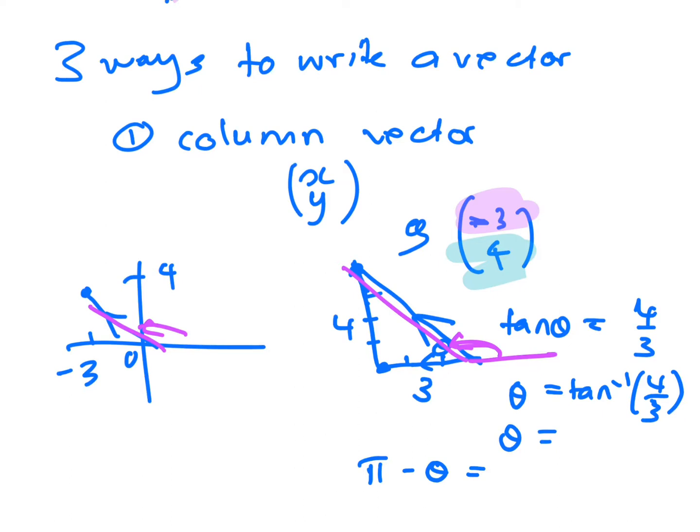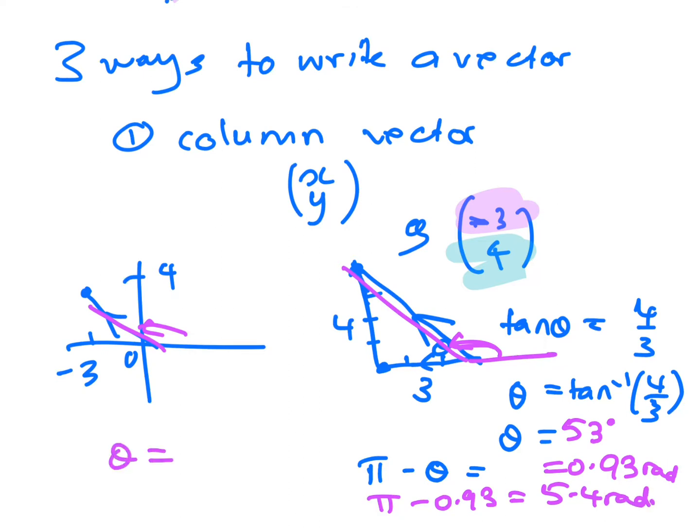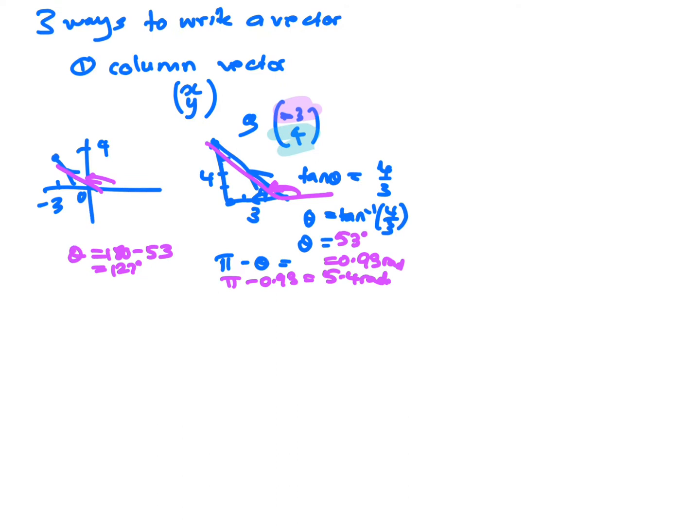So if you go shift tan 4 on 3, that's going to be 53 degrees. Now you could leave it in degrees, but because I've got the pi in radians, I'm going to times by pi divided by 180. So I get 0.93 radians. So I could take that away from pi, and I end up with 2.2 radians. If I wanted it in degrees, it'd be 180 minus 53, which is 127 degrees. The magnitude of that vector would be the square root of minus 3 squared plus 4 squared, which is root 25, which is 5.